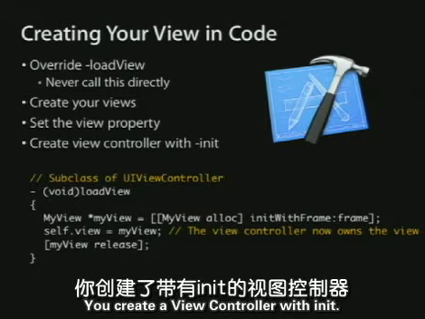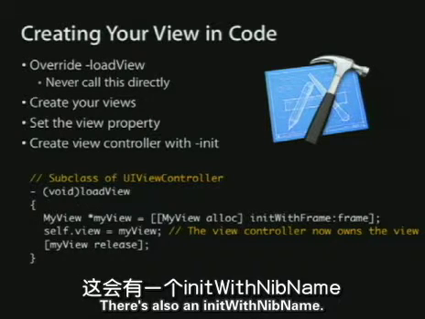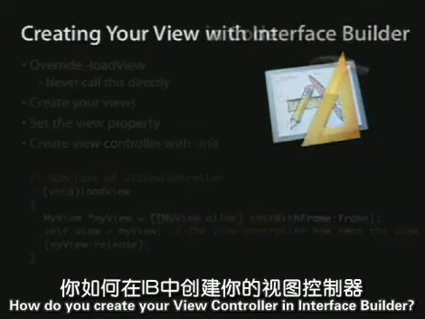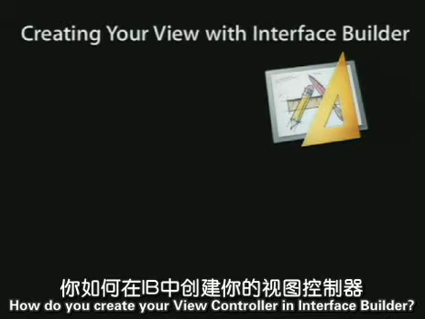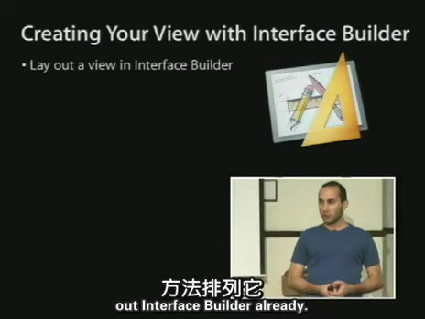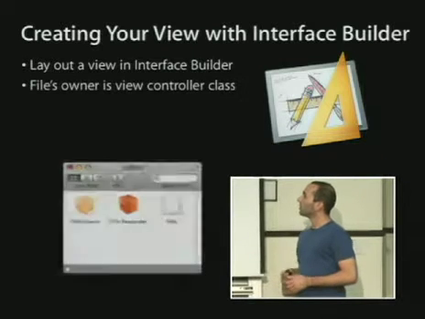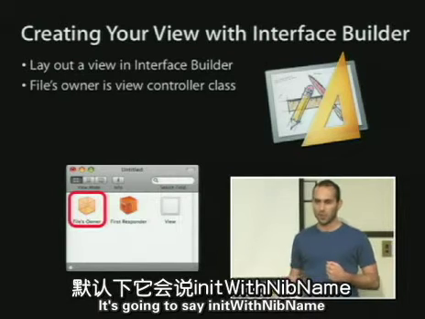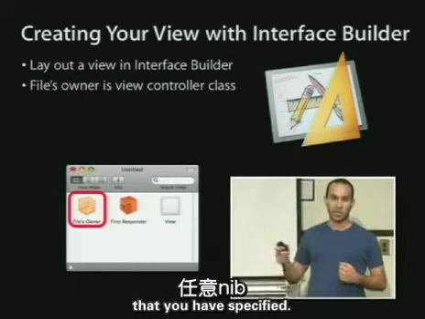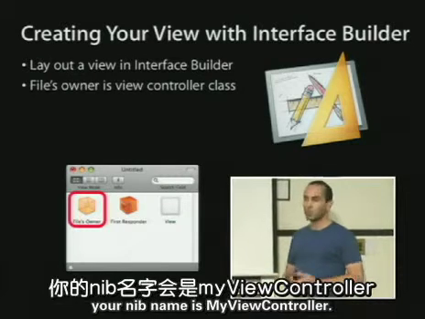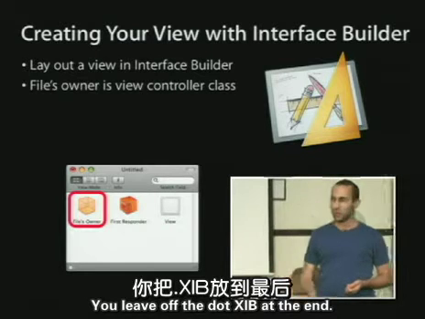You create a view controller with init. There's also an initWithNibName:bundle:. So how do you create your view controller in Interface Builder? Well, you lay it out the way we've laid out Interface Builder already. By default, when you create your view controller, it's going to say initWithNibName, and the nib name is going to be whatever nib you've specified. So if you name it MyViewController, your nib name is MyViewController. You leave off the .xib at the end.